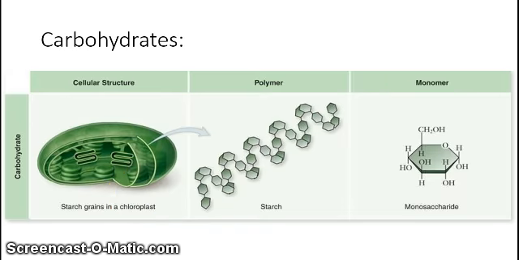So this is our first macromolecule. Structures such as the chloroplast would have carbohydrates like starch in them. Starch is a storage molecule. Carbohydrates generally function as energy storage molecules, and they also can make up certain structures in your cell. The polymer here is a giant molecule made of thousands or maybe hundreds of thousands or maybe millions of monomers, like this one, a monosaccharide or simple sugar.